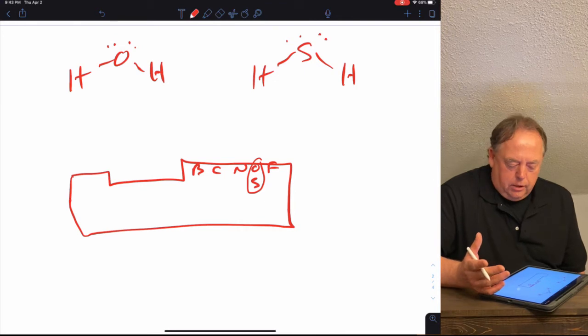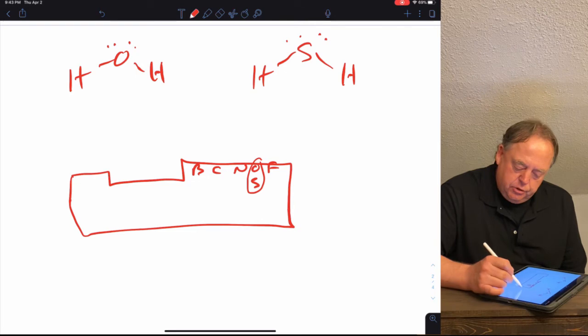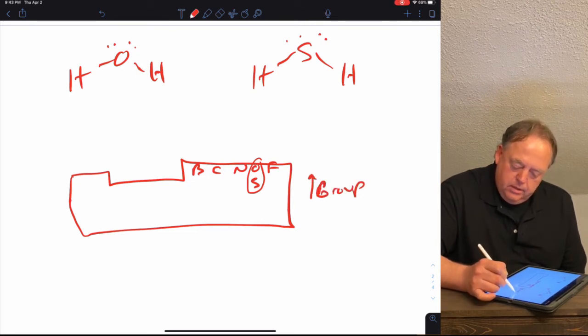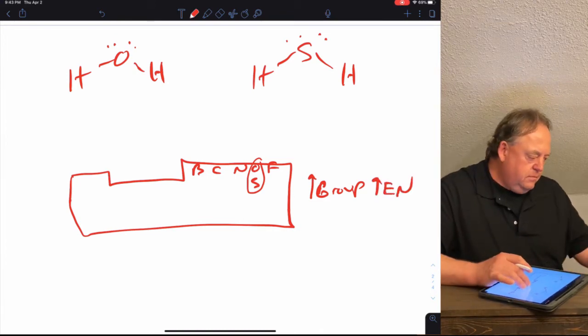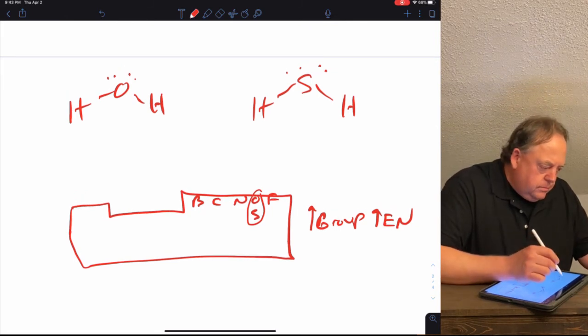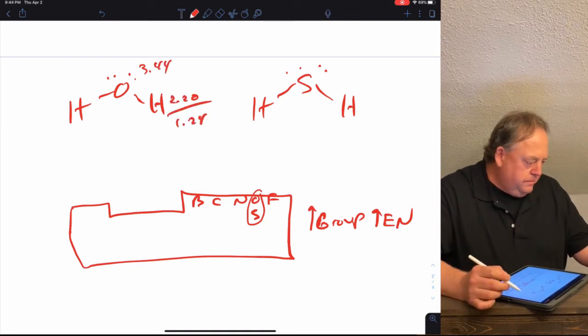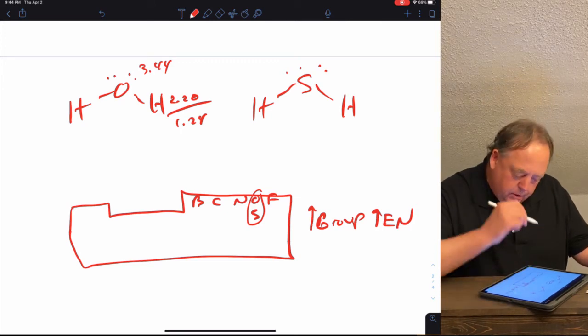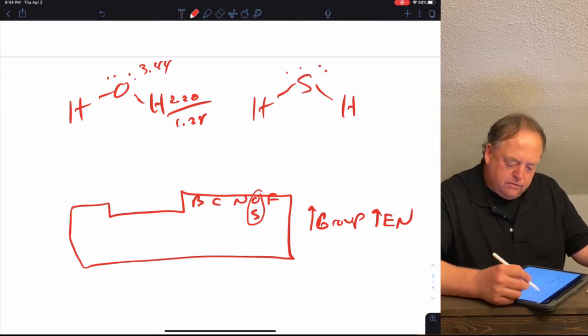You don't even really have to look up electronegativity values if you just know where atoms are in the periodic table and you know the trend. As you go up a group, electronegativity goes up, right? So oxygen's more electronegative than sulfur. But the values are 3.44 versus 2.20, so a difference of 1.24. I do not have sulfur's electronegativity in my notes, but it's not much different than hydrogen.